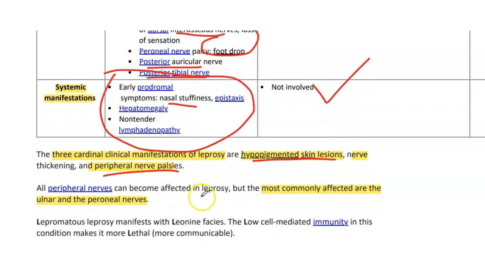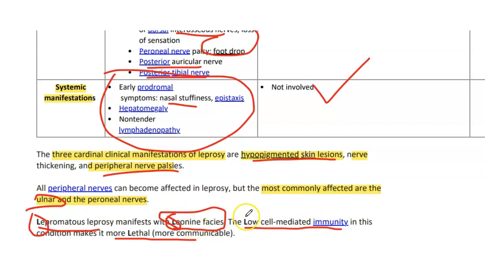All peripheral nerves can become affected in leprosy, but the most commonly affected are the ulnar and the peroneal nerves. Lepromatous leprosy manifests with leonine faces, which look like a lion's. There is low cell-mediated immunity in this condition, which makes it more lethal. So remember that in lepromatous, L for lion-like faces and low cell-mediated immunity. These are present in lepromatous leprosy.